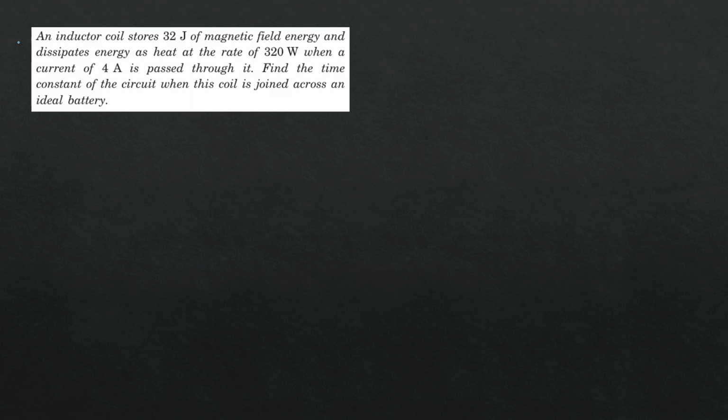Next question, question number 3. An inductor coil stores 32 joule of magnetic field energy and dissipates energy as heat at the rate of 320 watt when a current of 4 ampere is passed through it. Find the time constant of the circuit when this coil is joined across an ideal battery. We have 2 minutes. Read the question 2, 3 times.